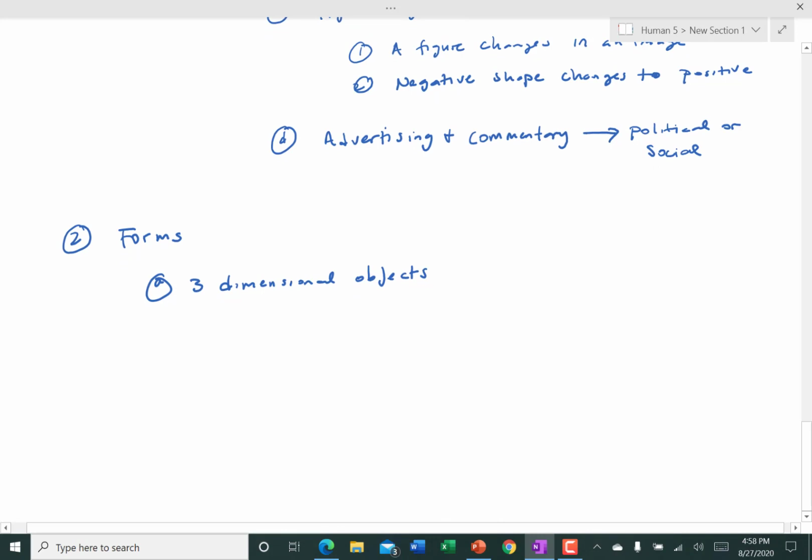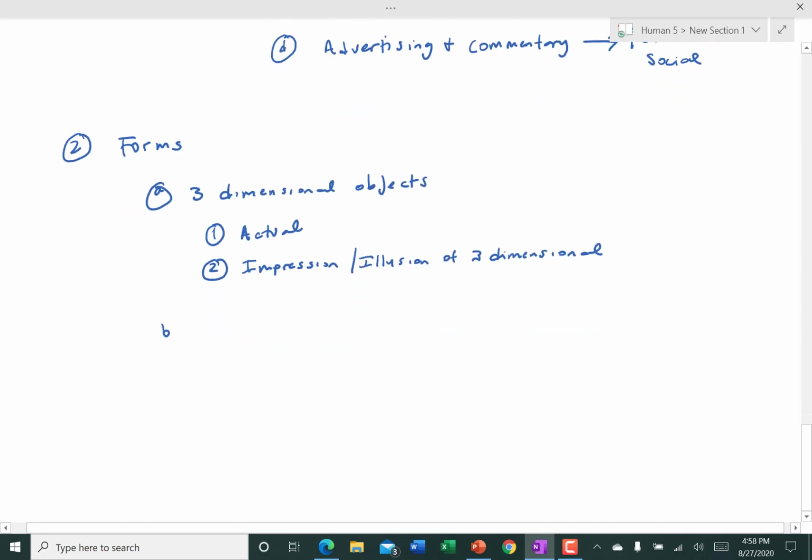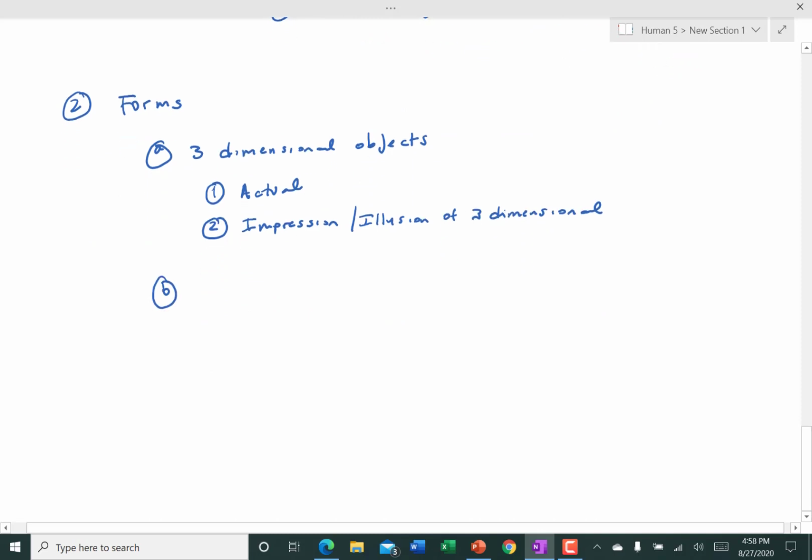Now, there's going to be forms that are actual three-dimensional, so that you can have actual three-dimensional art, or you can have essentially an impression or illusion of three-dimensional. Because anything that's on paper that doesn't have actual form, even if it looks three-dimensional, it's not. It's just drawn or painted to appear that way.